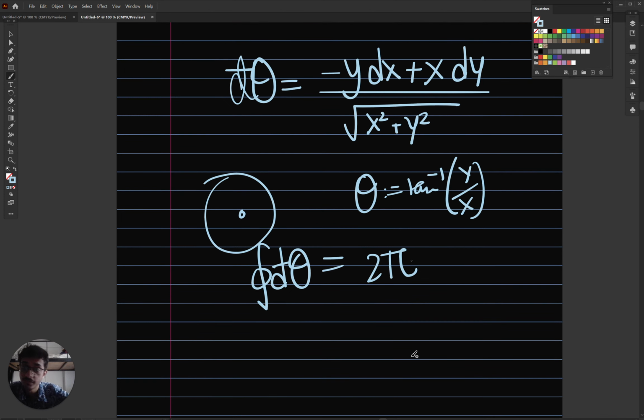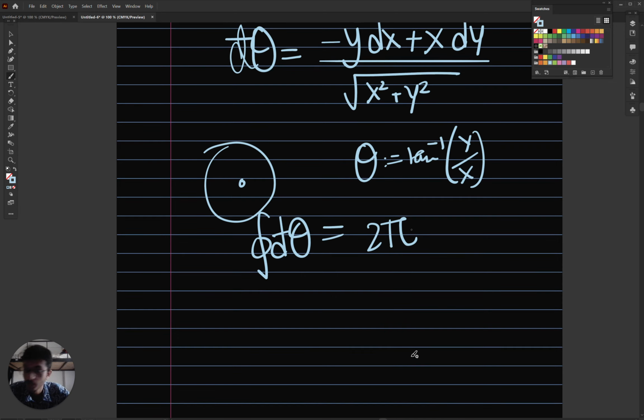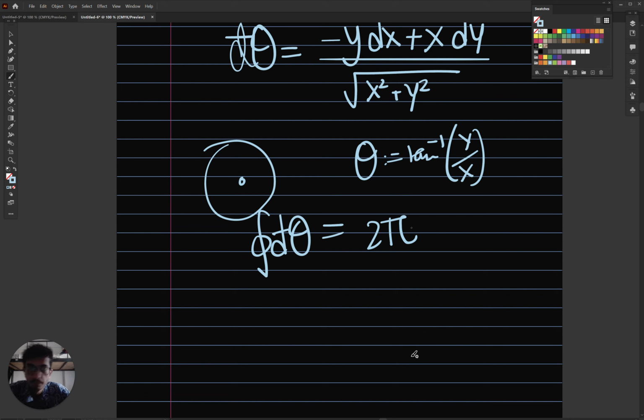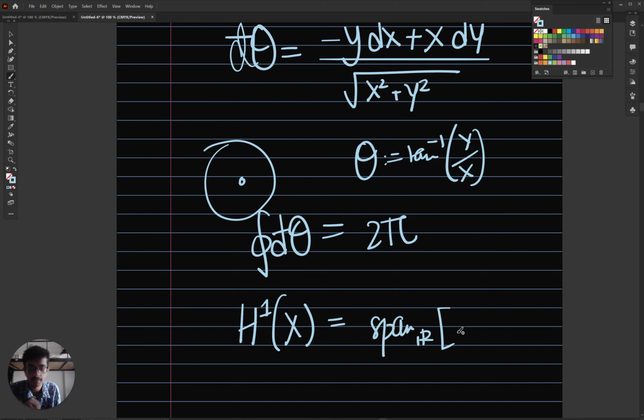And it has to be 0 if it's conservative, so it's not exact, not conservative. And we can show that there is only one equivalence class. So this H1 of the punctured plane is actually spanned by this d theta. So we're taking equivalence classes.